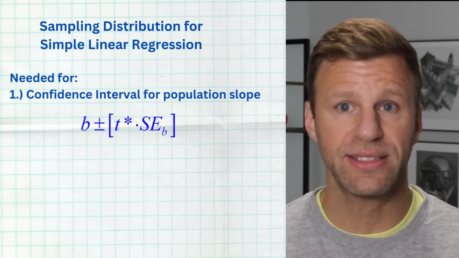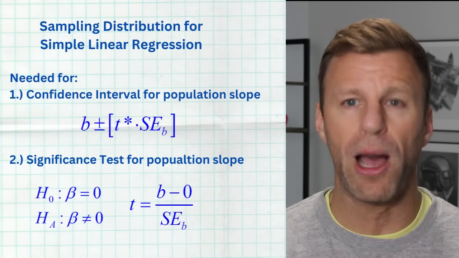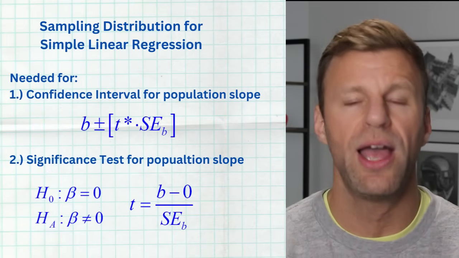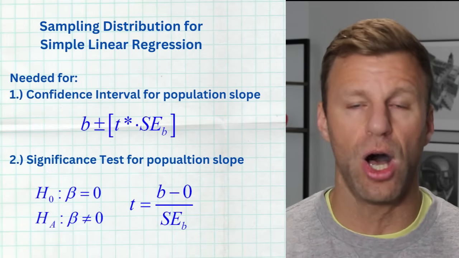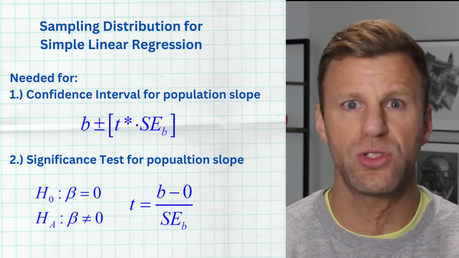Or if we're going to conduct a test of significance based on slope, typically the null is that the population slope beta is 0, meaning that there is no relationship between the two variables. And the alternative is that there is a non-zero slope, which basically says that there is going to be a slope between these two variables.